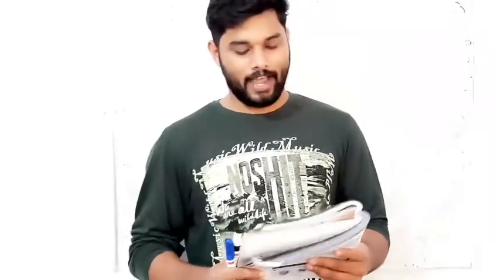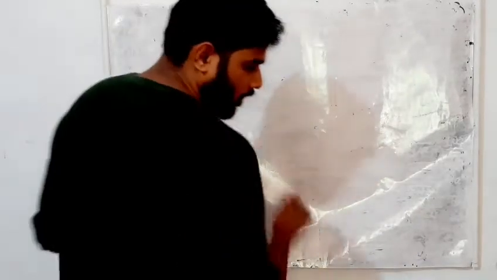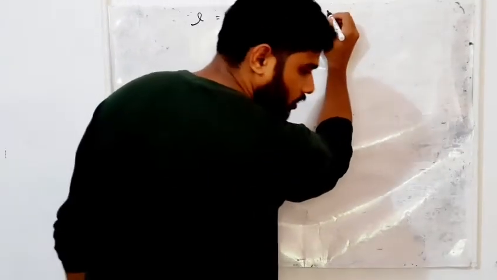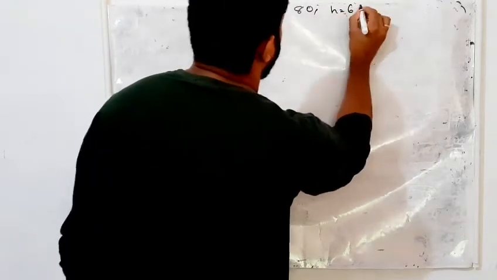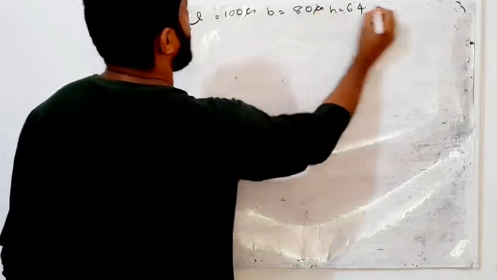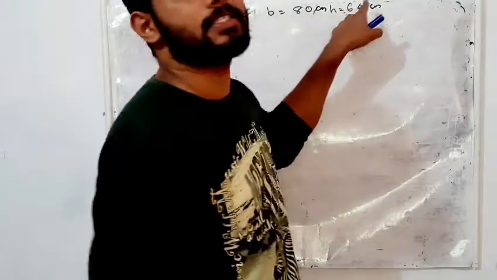Now, question number C. The dimensions of a metallic cuboid are 100 centimeter, 80 centimeter, and 64 centimeter. It is melted and recast into a cube. Find the length of each edge of the cube. That's our question. So in this question, what is given here? First of all, they said it is a cuboid. A cuboid has length, breadth and height. They gave length 100, breadth 80, and height 64. So it's a cuboid. Length is 100 centimeter, breadth is 80 centimeter, and height is 64 centimeter.